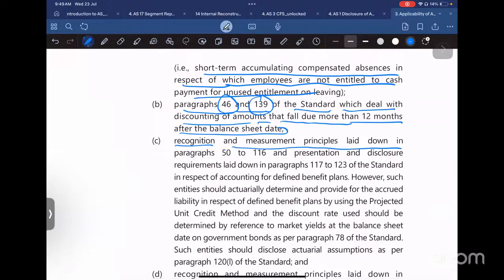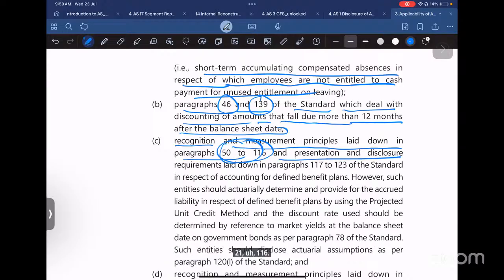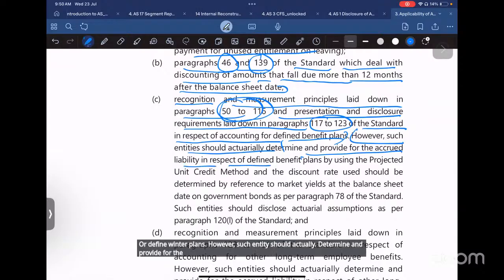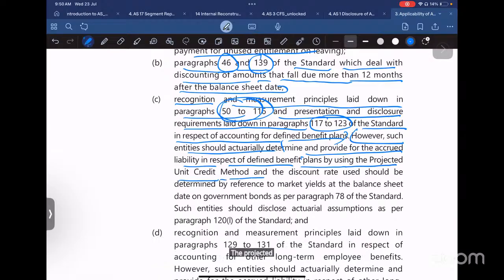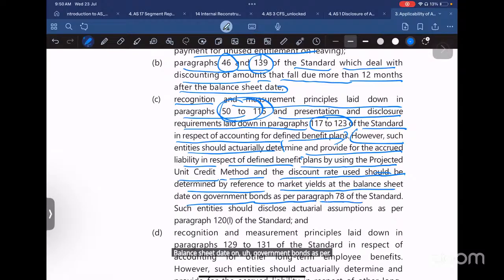Recognition and measurement principles laid down in paragraphs 50 to 116, and presentation and disclosure requirements laid down in paragraphs 117 to 123 of the standard, in respect of accounting for defined benefit plans. However, such entities should actually determine and provide for the accrued liability in respect of defined benefit plans by using the projected unit credit method, and the discount rate used should be determined by reference to the market yields at the balance sheet date on government bonds, as per paragraph 78 of the standard.